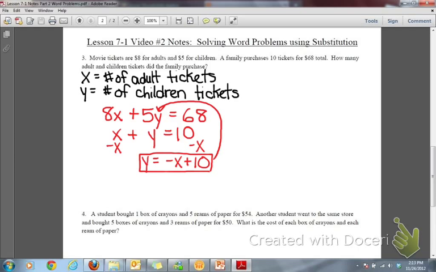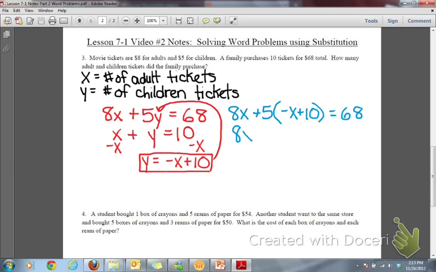I'm going to take what y equals and I'm going to substitute it in for y into the first equation. So that first equation is going to get a little complicated looking. It's still going to start with 8x. And then it's going to say plus 5 parentheses, because in place of y we are putting negative x plus 10. And then it equals 68.